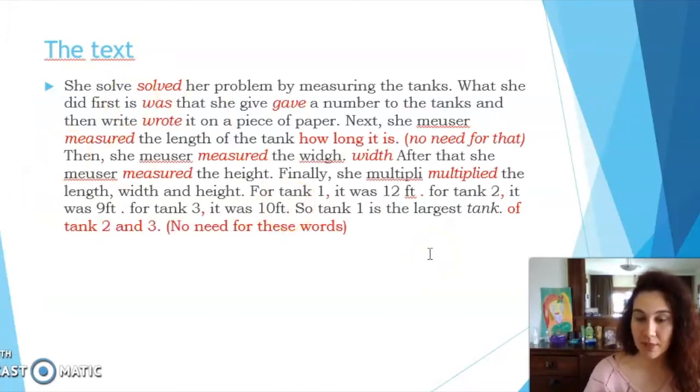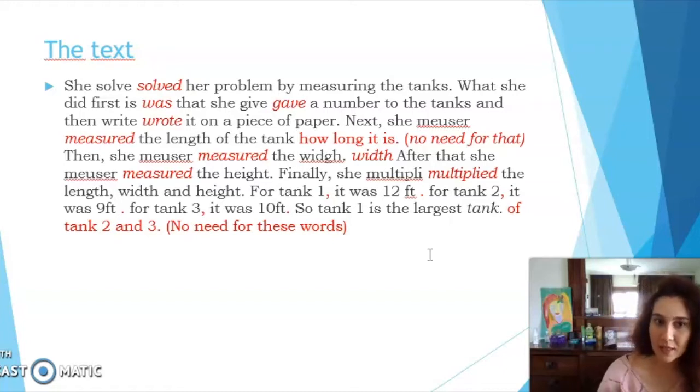Let's look at the mistakes in the text. In the first sentence, she wrote that she solve her problem by measuring the tanks. So the past form of this verb would fit better in here. Like, for example, she solved her problem by measuring the tanks.